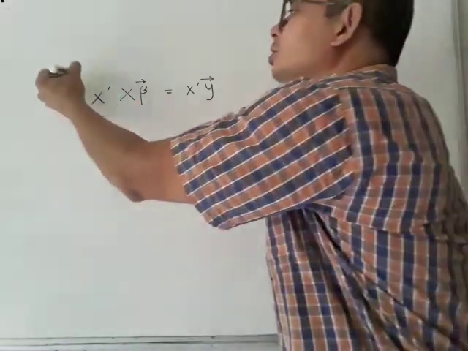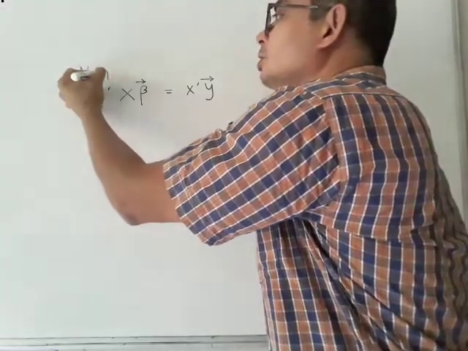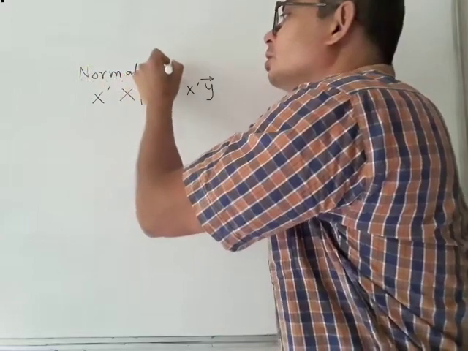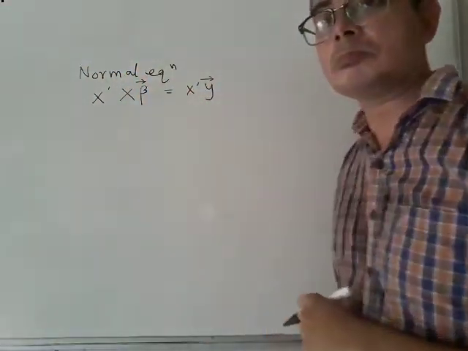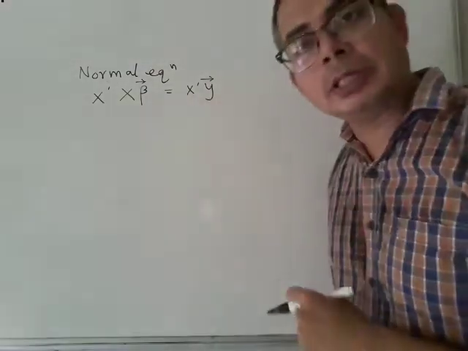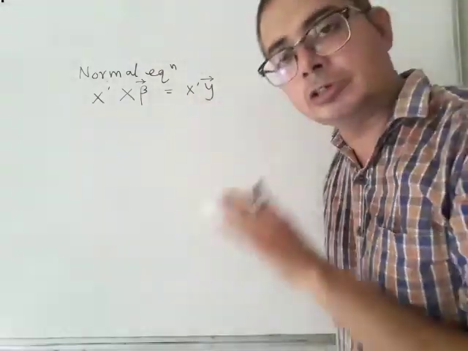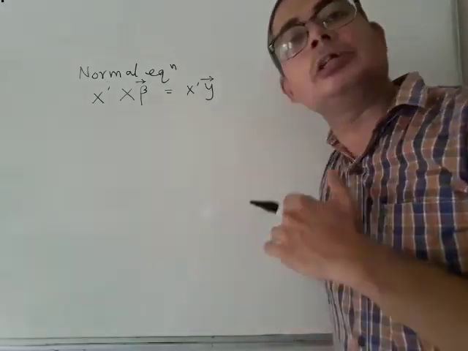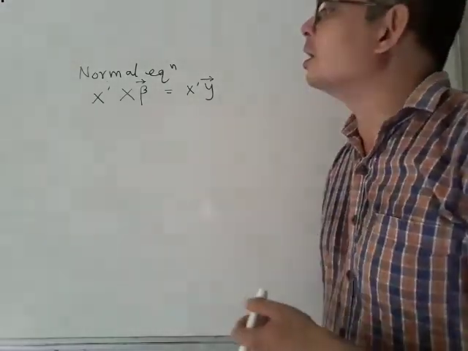So this is called the normal system of equations, or normal equation. Now how we get that is something we'll get into later. It's a little bit of linear algebra. I do not want to get into that on the very first class.